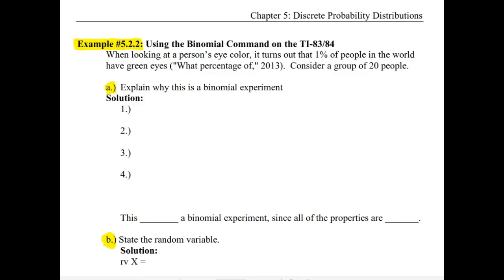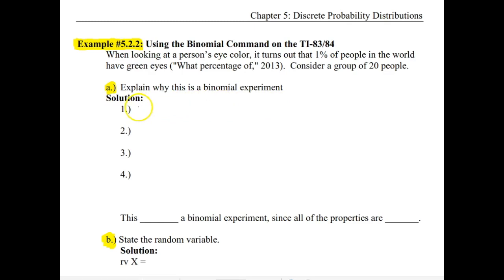So example 5.2.2, using the binomial command on the TI-84. When looking at a person's eye color, it turns out that 1% of people in the world have green eyes. So consider a group of 20 people. Explain why this is a binomial experiment.